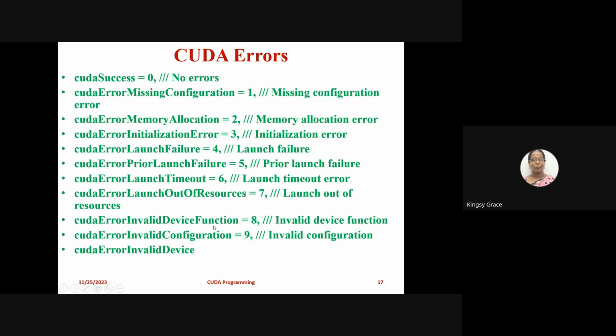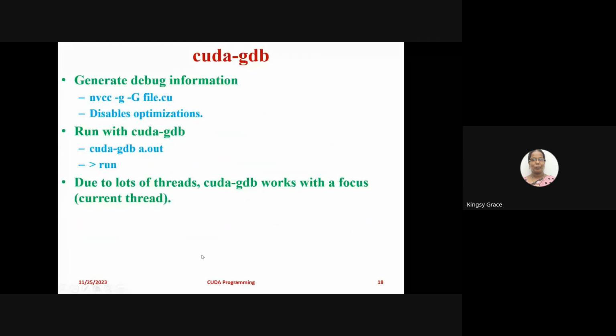cudaErrorInvalidDeviceFunction: if your device is invalid, you can catch that particular error using this. For invalid configuration, you can use cudaErrorInvalidConfiguration. So all those things are available. Next, let's see how we can use the debugging function in CUDA.